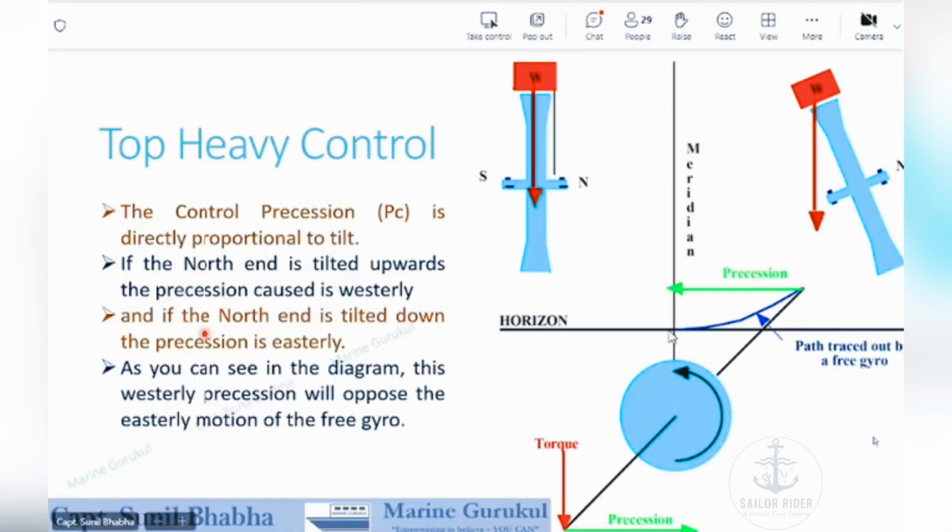Now we can easily understand that in a case if the north end is tilted downwards, the precession generated will also be exactly opposite, and in this case, the precession which is generated will be easterly. When the north end is tilted upwards, a westerly precession is generated, and when the north end is tilted downward, an easterly precession is generated. So as we can see in this diagram, the westerly precession which is generated in this particular case is going to oppose the easterly motion of the free gyro, thus trying to keep it in or bring it back towards the meridian.